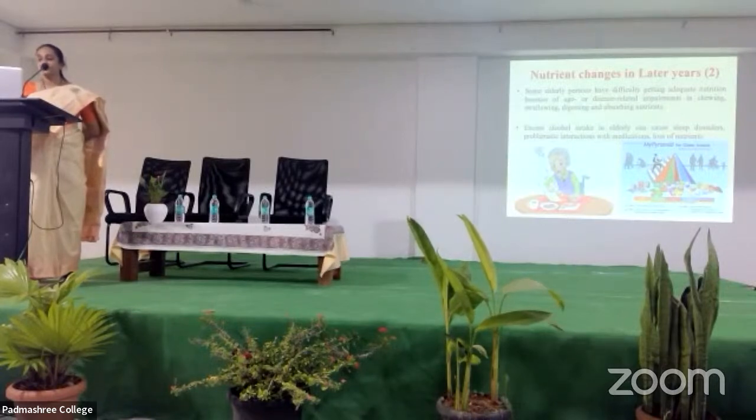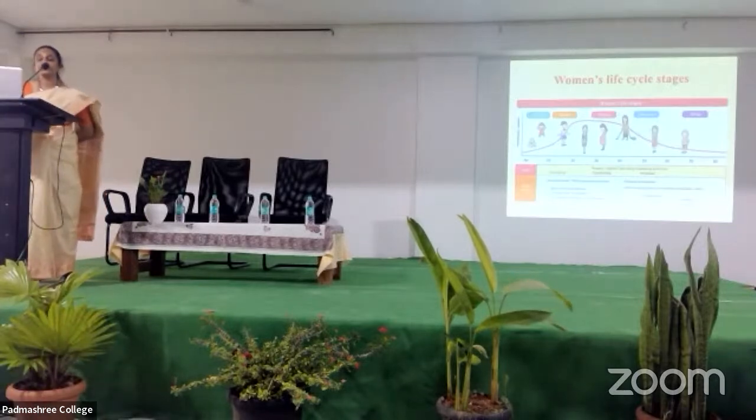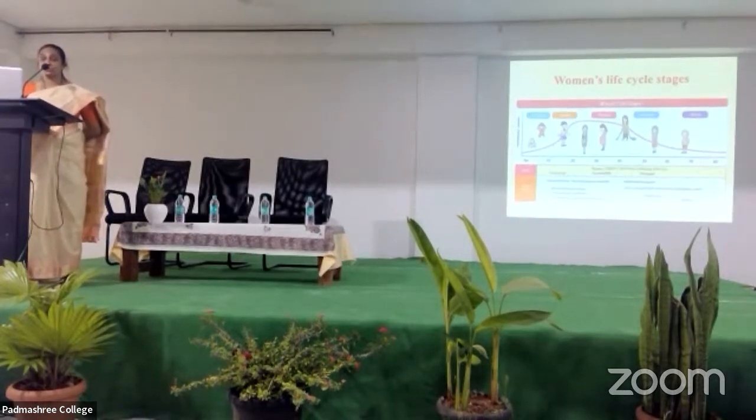There is a pyramid specially designed for older adults, and it specifies the inclusion of different food groups in their regular diet to compensate for the losses due to various reasons. Now, this is a graph to show the demand for the nutritional requirement at different life cycle stages needed by women from childhood till old age.